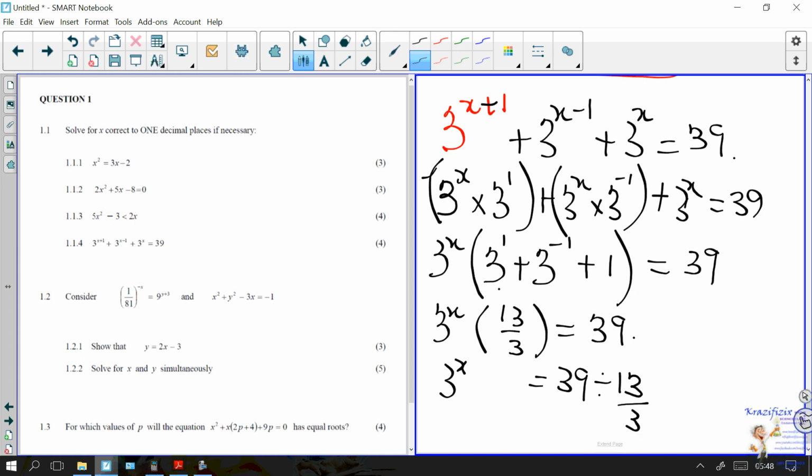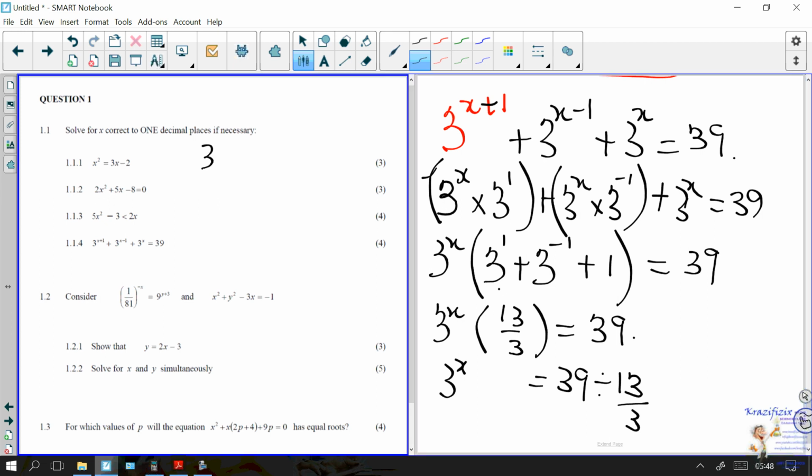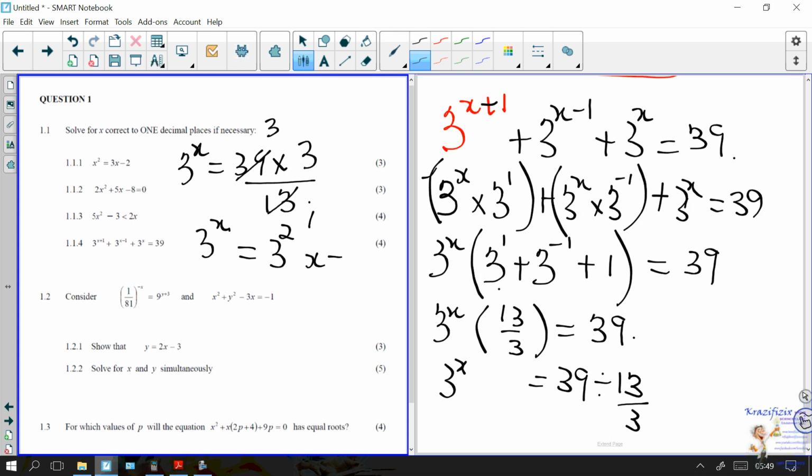Let me just finish this calculation here. 3 to the power x equals 39 times 3 over 13. Mathematically, that can divide, and I'm left with 3. So 3 to the power x equals 3 times 3, which is 3 squared. x equals what? 2. And you're done. That's how you work things out there.